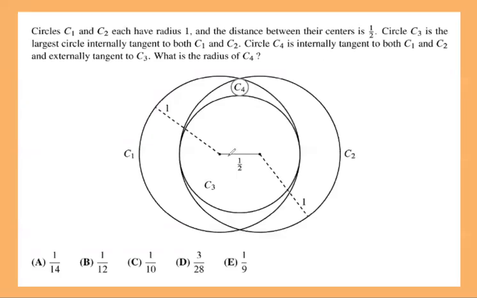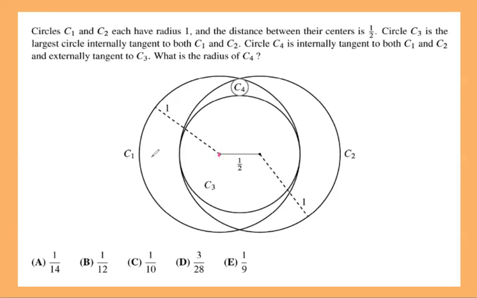Hello everyone. So this is another AMC12A problem. I guess this was number 22. So we have two circles, circles 1 and 2, each with a radius of 1. This one is circle 1, and this one is circle 2. And the distance between these centers is given as 1/2.